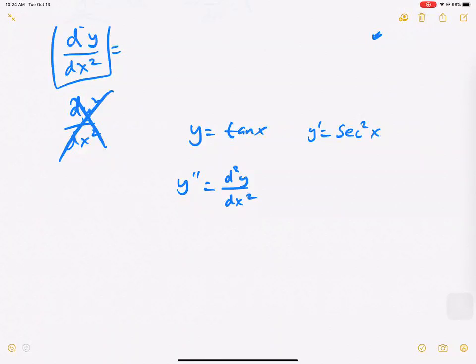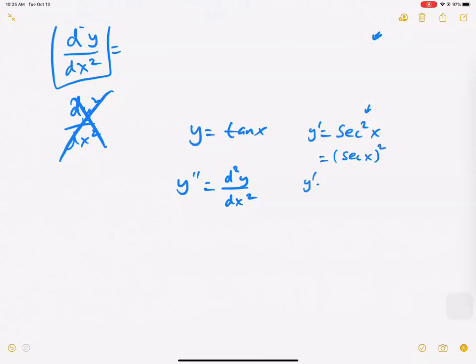Okay, and if we take the derivative of secant squared, careful, that's power rule, right? This could be written as (secant x) squared like that. You have to write the parentheses. If you don't write the parentheses, you might think it's secant of x squared, that the square goes to the x, not to the secant. In this case, this is just power rule.